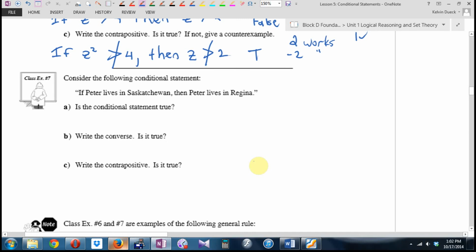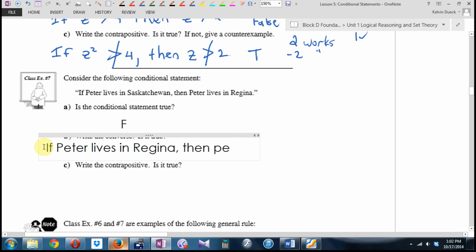Consider the following conditional statement. If Peter lives in Saskatchewan, then Peter lives in Regina. True? No. False. Write the converse. Converse, reverse the if and the then. If what? Peter lives in Regina, then Peter lives in Saskatchewan.